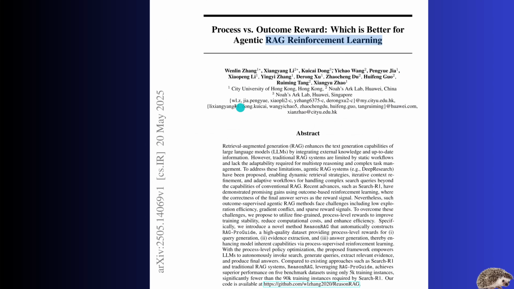And yeah, it goes on. City University of Hong Kong and Noah's Ark Lab, Huawei in China. And they tell us here process versus outcome reward. The reward functions, especially here in our multi-agent RAG systems, are so important if you go with a real outcome reward. But more and more we understand that the process reward has so much more to offer. And they ask here, which is better for an agentic RAG reinforcement learning? So this is really on topic with what we talk about today. And they develop here a novel method they call ReasonRAG system that automatically constructs a high quality dataset for evaluation.